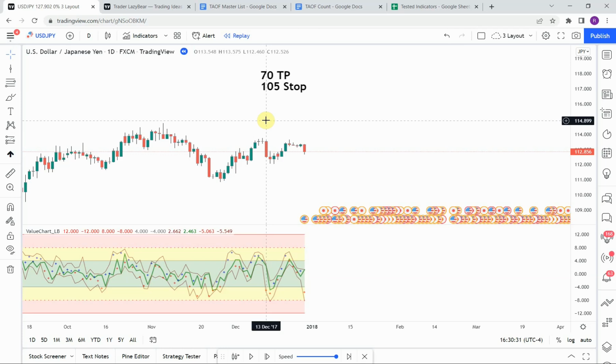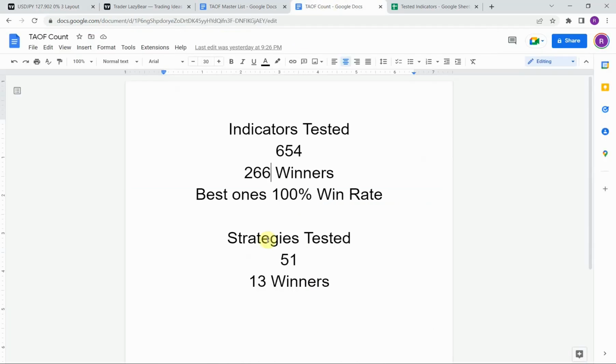Alright, as I said, today we will be testing the value chart indicator. Before we do though, I wanted to put the testing scoreboard up for everyone to see. So to date, we have tested a total of 51 different strategies, with 13 of them being profitable. We have also tested a total of 654 indicators, with 266 of them being winners. The best ones so far were able to achieve a 100% win rate.